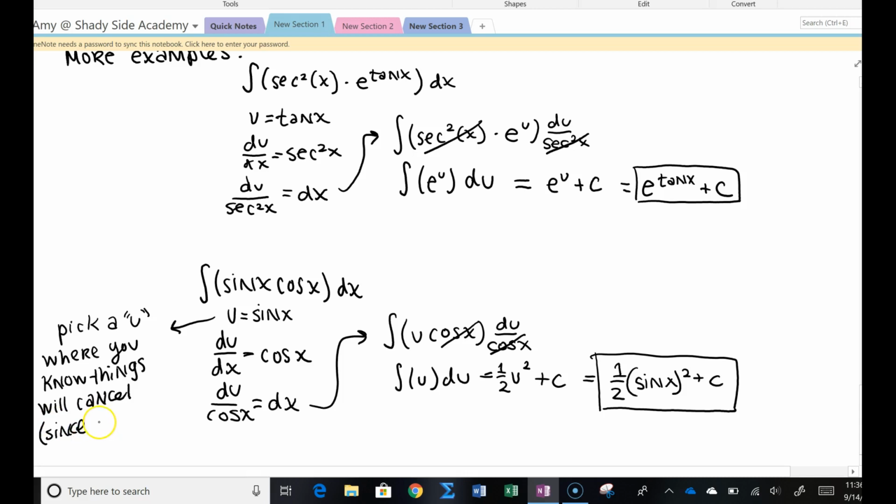What's the u? So you have sine, so technically you can do both. But if you pick cosine, it's going to make your life more complicated. So I think sine. If you say u equals sine, then du dx would equal what?